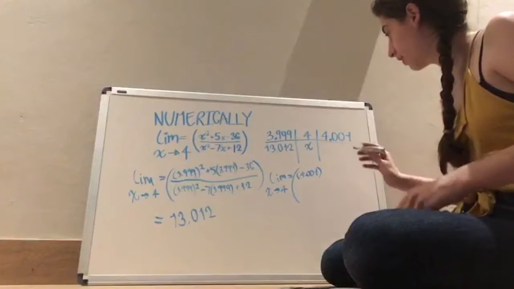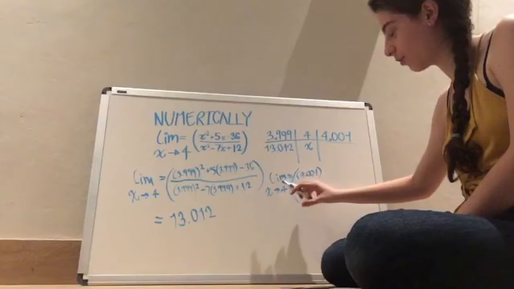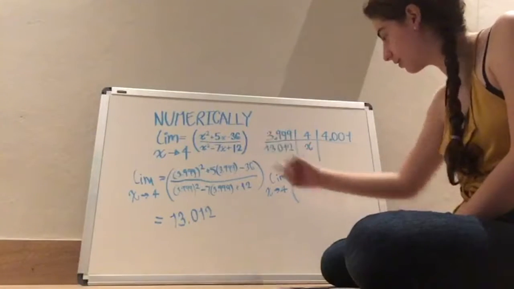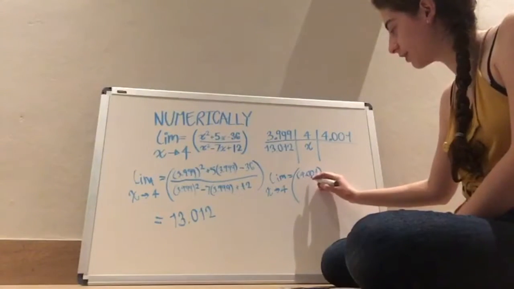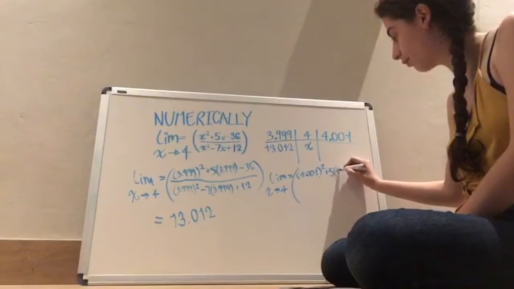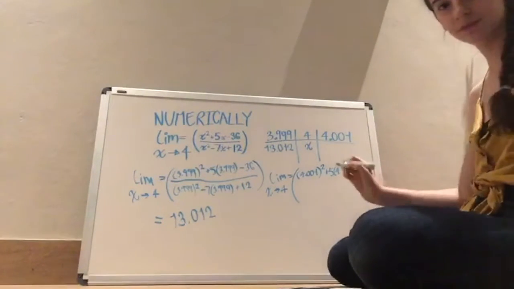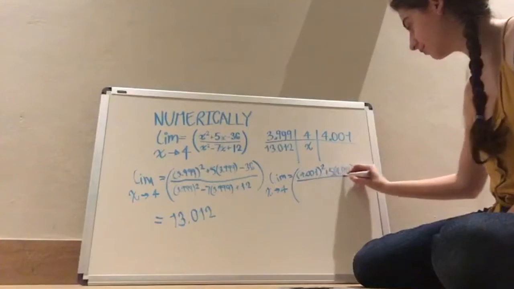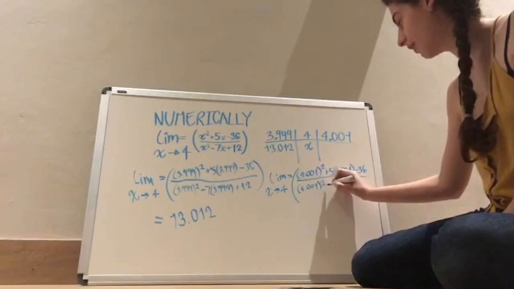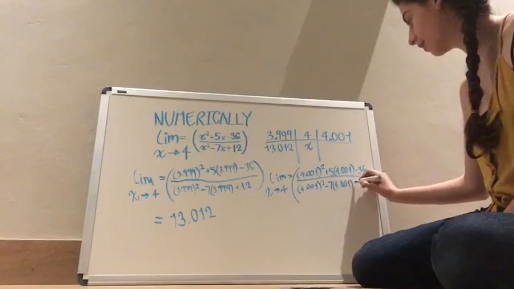Now we have to plug in 4.001. So what we'll do is limit equals, and x limit 4 is, when plugged into the equation, 4.001 squared plus 5, 4.001 minus 36 over 4.001 squared minus 7, 4.001 plus 12.